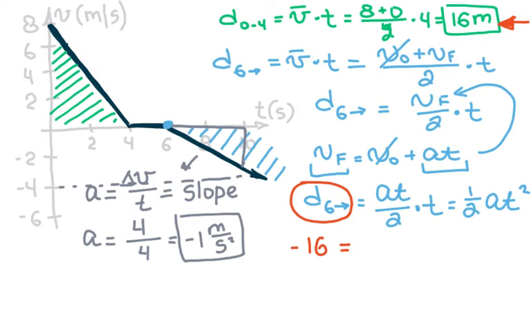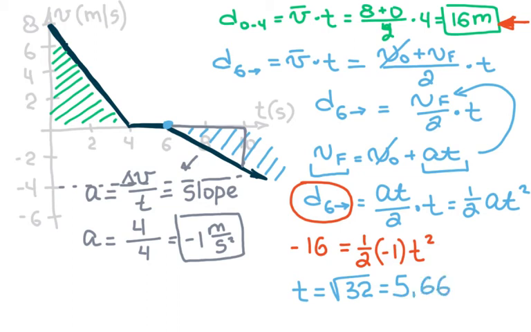And then I have 1/2. Acceleration is negative 1, and I'm looking for the time it's going to take. So the time is equal to the square root of 32, which gives me 5 seconds and 66. And I can plug it in if I want to and check my work.